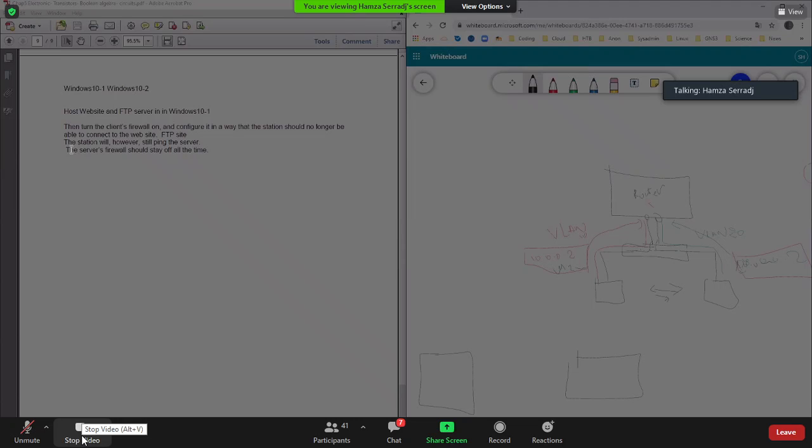However, the station will still ping the server. The server firewall should stay off. Okay, this is my server. Not really Server 2016. I can use Windows 10 1 and Windows 10 2, right? Like he said here, Windows 10 1 and Windows 10 2. But IIS is here. Okay, that's good. IIS is here. I already have my website here, and he's saying that the server firewall should stay down. Okay, that's good. So I should turn the firewall off here, right?